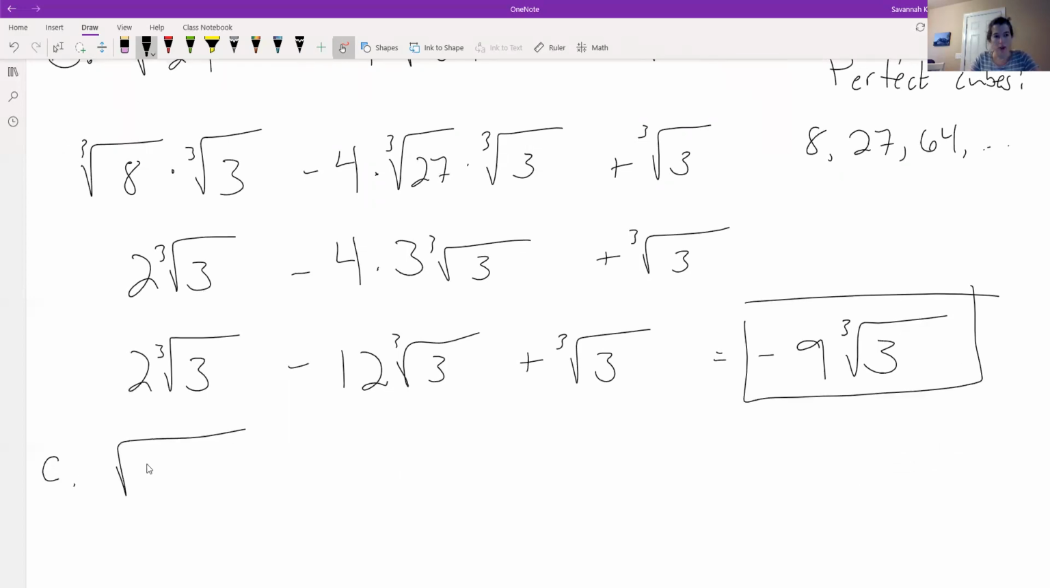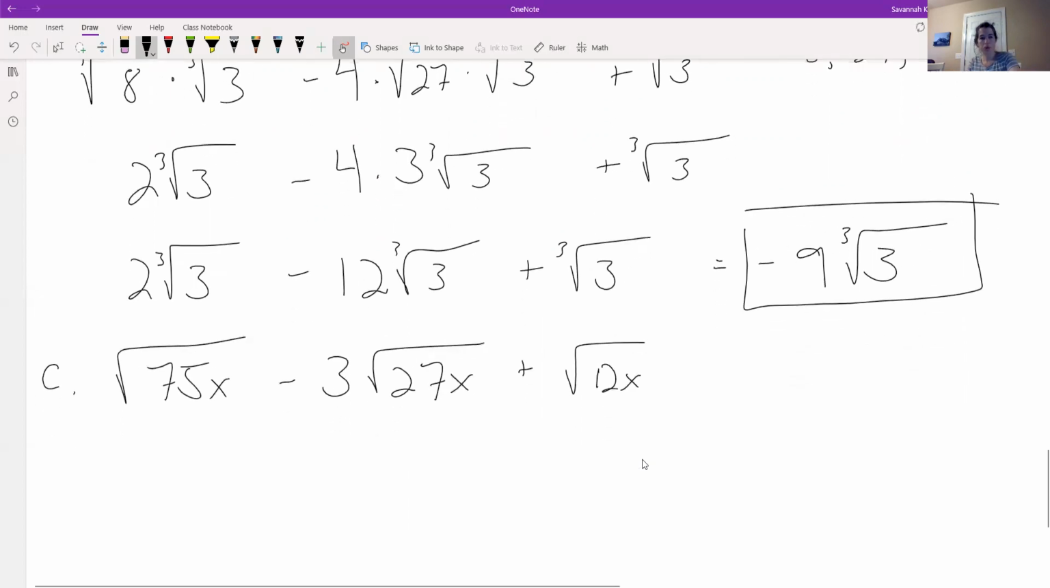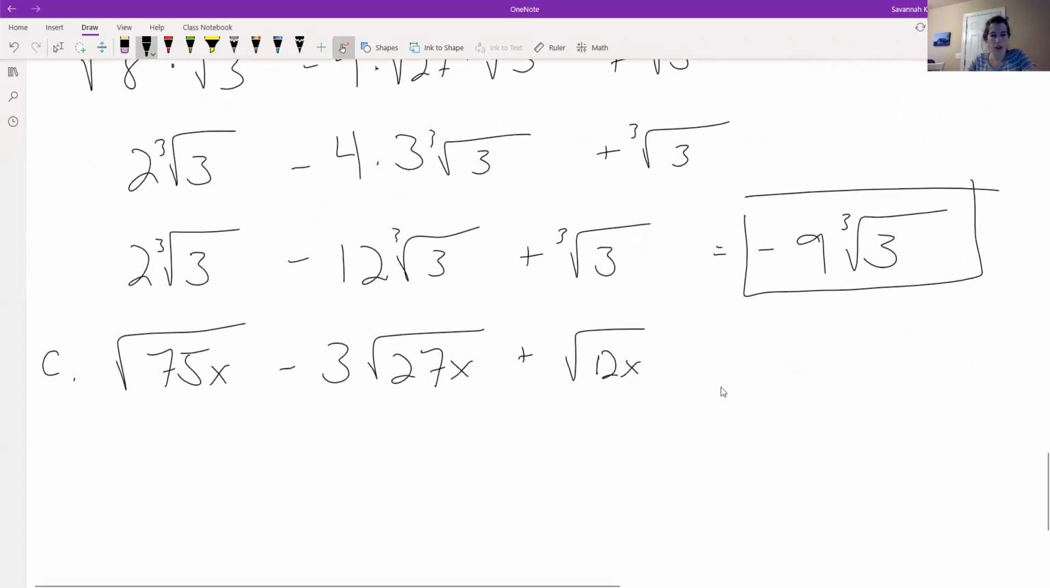All right, part C. So I've got a square root of 75x. So now we're starting to include variables under our roots. So that's going to make everything a little bit more exciting. Okay. So the perfect squares, if you need to dash back up and check that list out again.